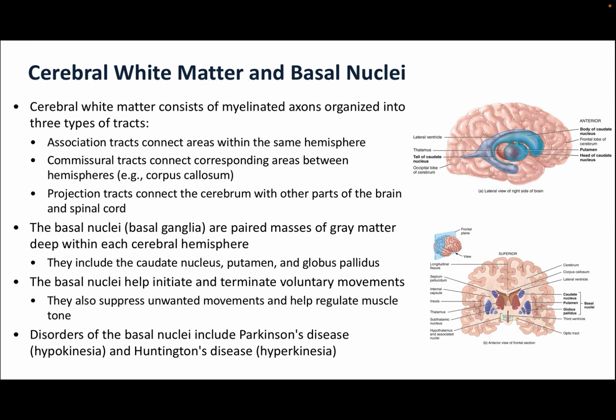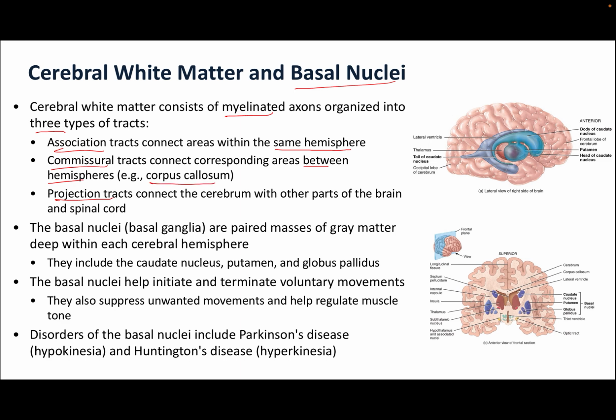So, the cerebrum, cerebral white matter, and specifically we're going to talk about the basal nuclei. Now, the cerebral white matter is, again, like we said, going to consist of these myelinated axons that get organized into 3 types of tracts. We've got association tracts, commissural tracts, and projection tracts. Our association tracts are going to connect areas within the same hemisphere. Commissural tracts are going to connect corresponding areas between hemispheres.